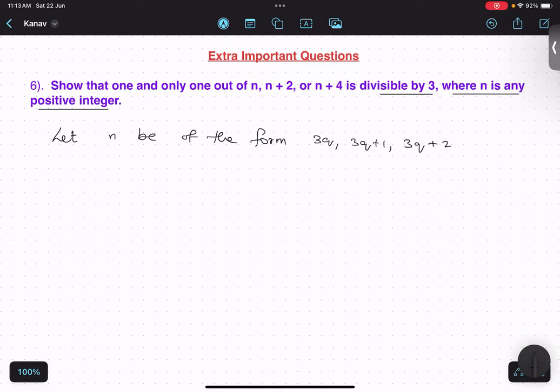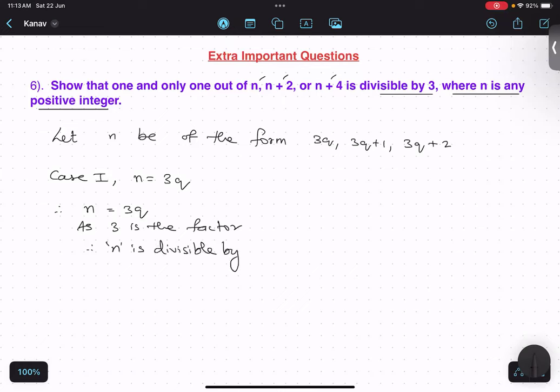Yes. So case 1, when n equals 3q. There are three numbers, n, n plus 2, n plus 4. So n equals 3q, as 3 is the factor, therefore n is divisible by 3.